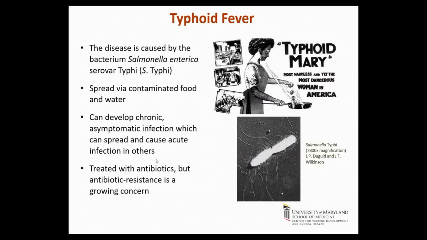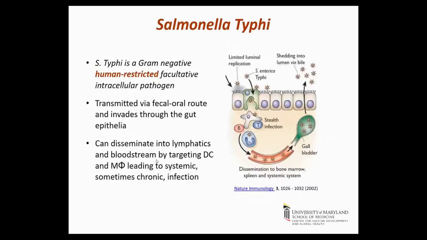And just to give you a basic understanding of typhoid fever, for those of you who are not familiar, this disease is caused by the bacterium Salmonella Typhi. It's spread via contaminated food and water. Individuals can develop chronic asymptomatic infections which can spread the disease and cause acute infection in others, as well as a big problem related to the emergence of antibiotic resistance.